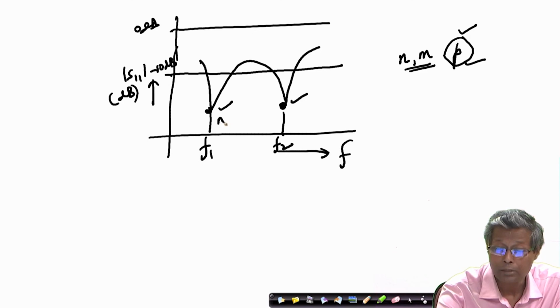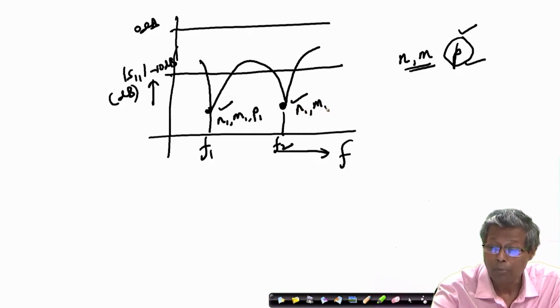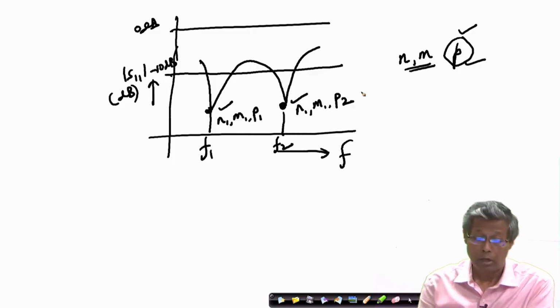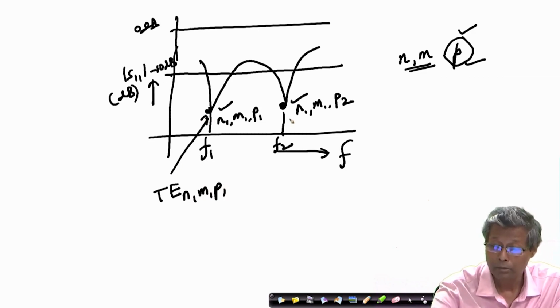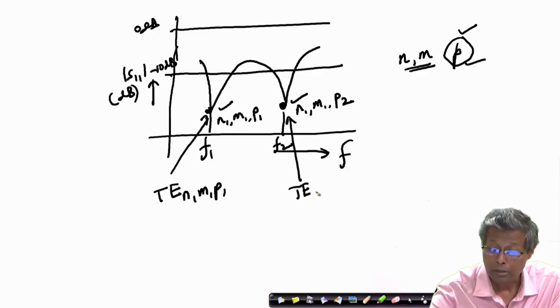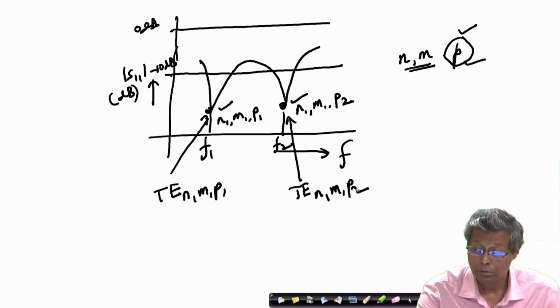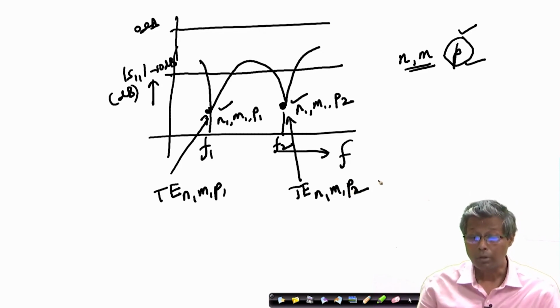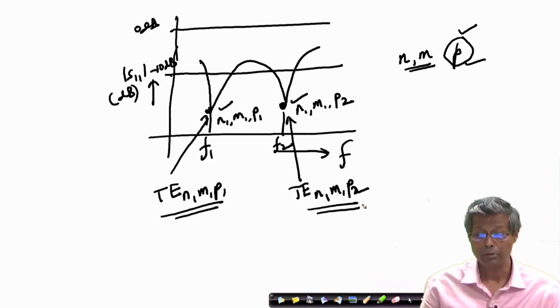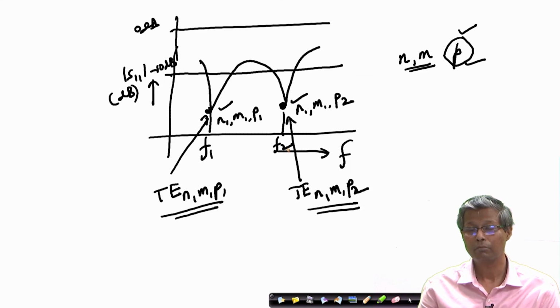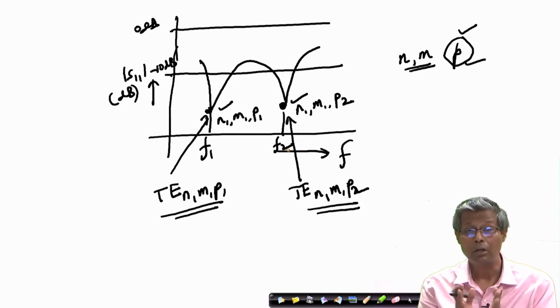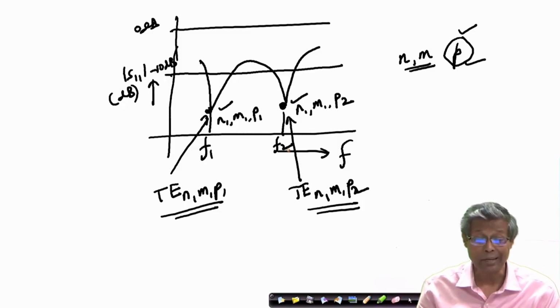So, if we go from indices n1 m1 p1 to n1 m1 p2, let us say a TE n1 m1 p1 mode here and TE n1 m1 p2 here, we will have the same field distribution here and here, but we will have different resonant frequencies corresponding to f1 and f2. So, in this way we can generate a dual band behavior having the same radiation characteristics at f1 and f2.